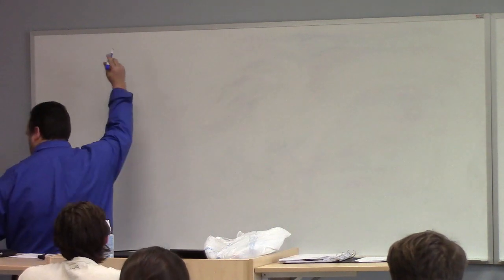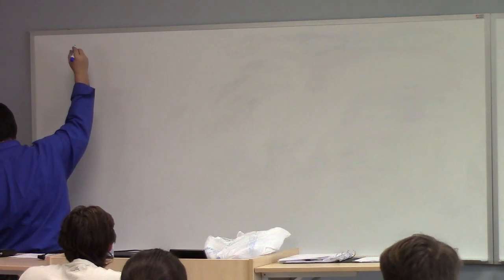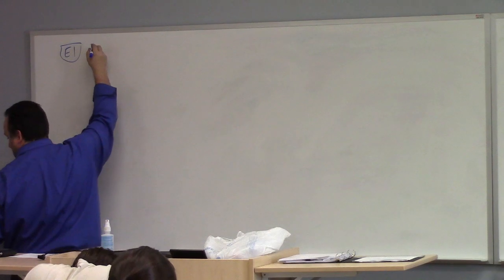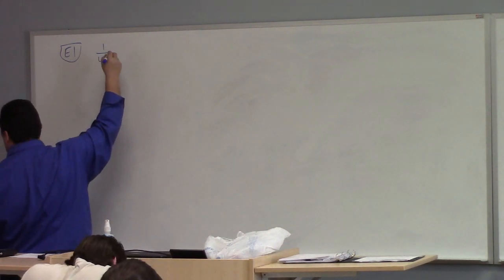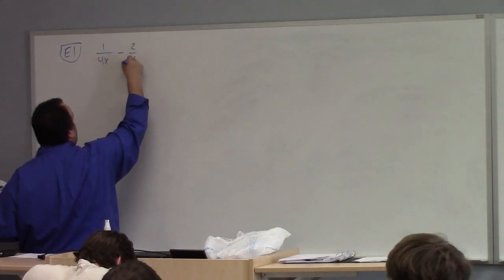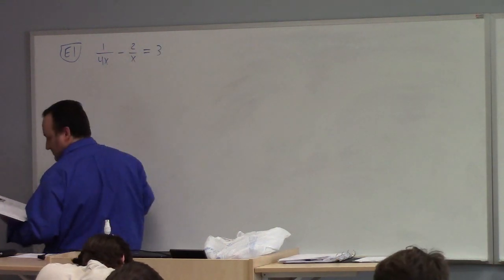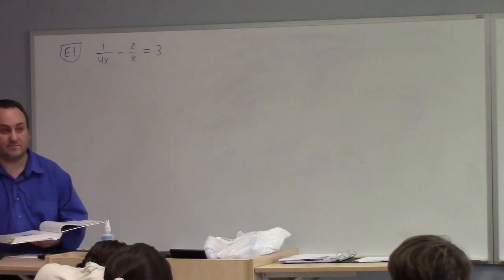How would you solve this? Now this one's really simple. We'll start out real easy. 1 over 4x minus 2 over x equals 3. How would we solve this equation here? This is number 15 in section 1.6.